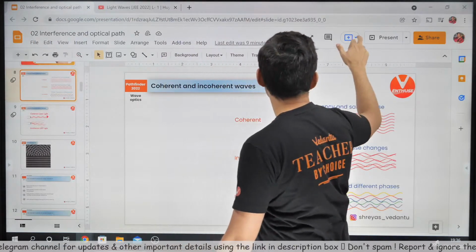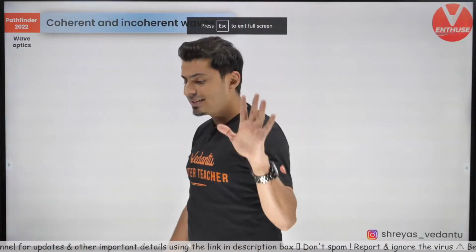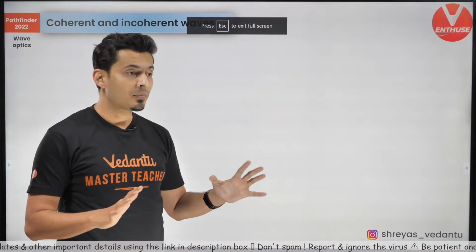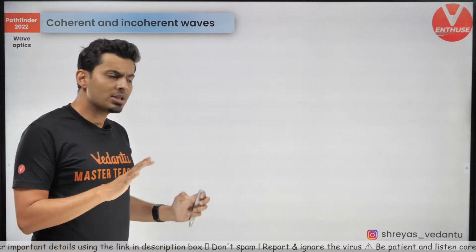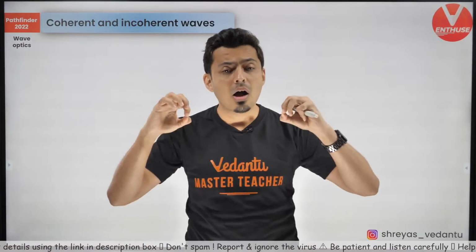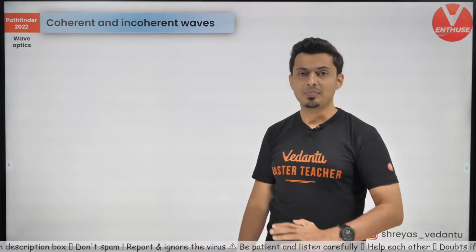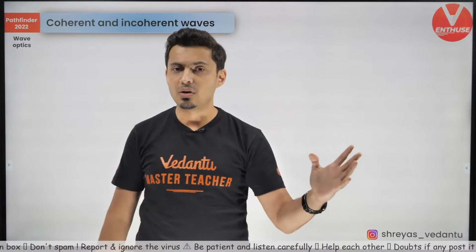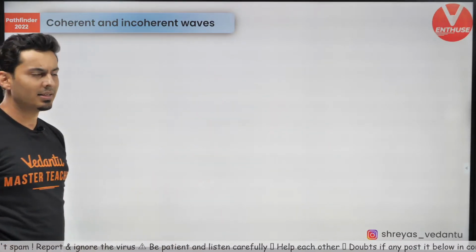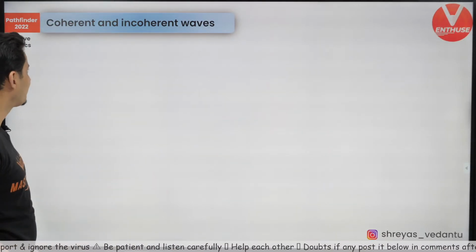So let's get started with the first concept over here. Today's lecture, like I said, is all about interference of light. In general, these principles are also applicable for different types of waves, be it transverse, be it longitudinal. These concepts are very similar. You will see it's more like a revision.